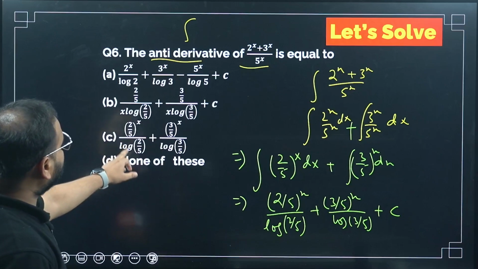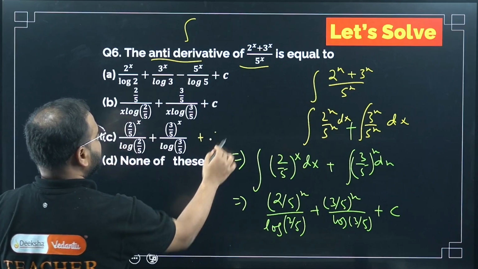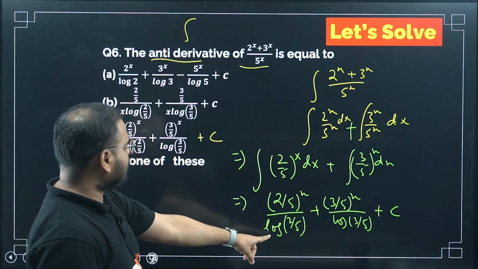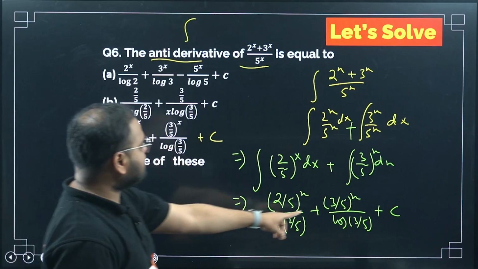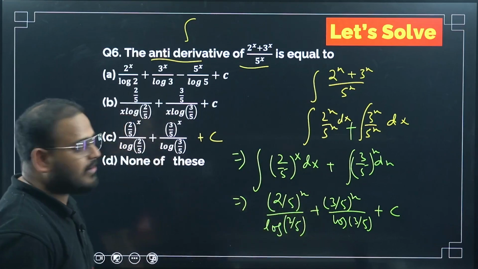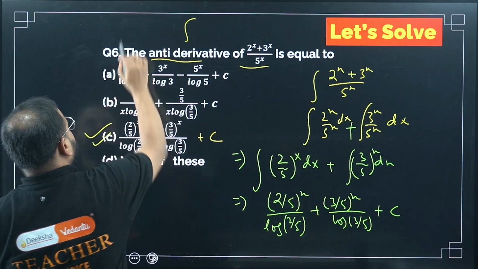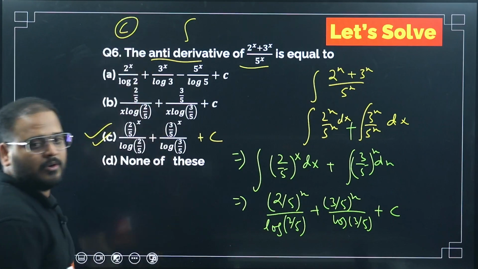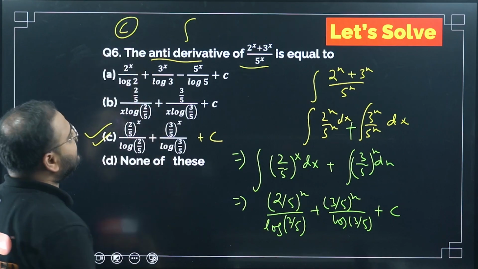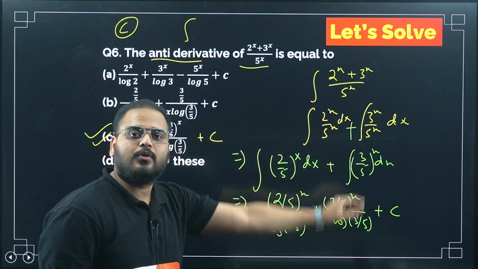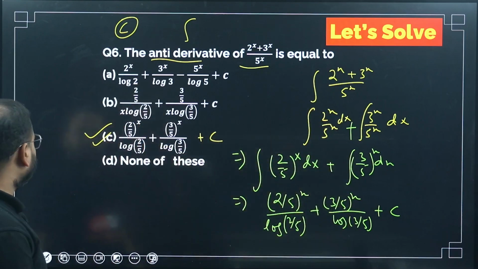Option C. The constant is missing, so plus C. 2 by 5 to the power x upon log of 2 by 5, plus 3 by 5 to the power x upon log of 3 by 5, plus C. Option number C. Question number 6 is also done. Very, very simple. It looks difficult over here, but once you take it in this form, it's simple.